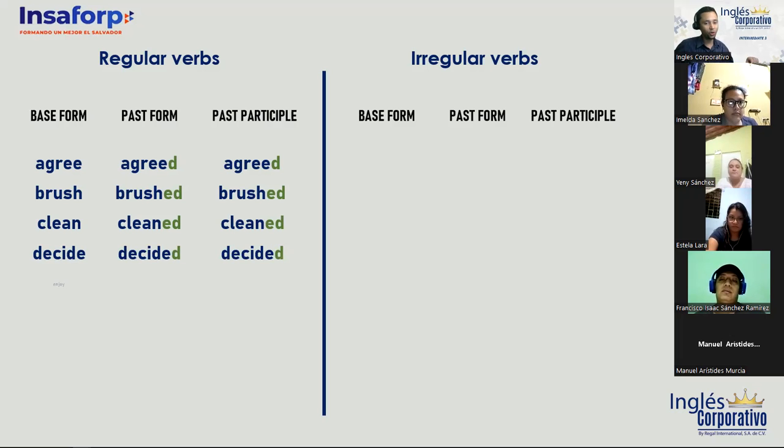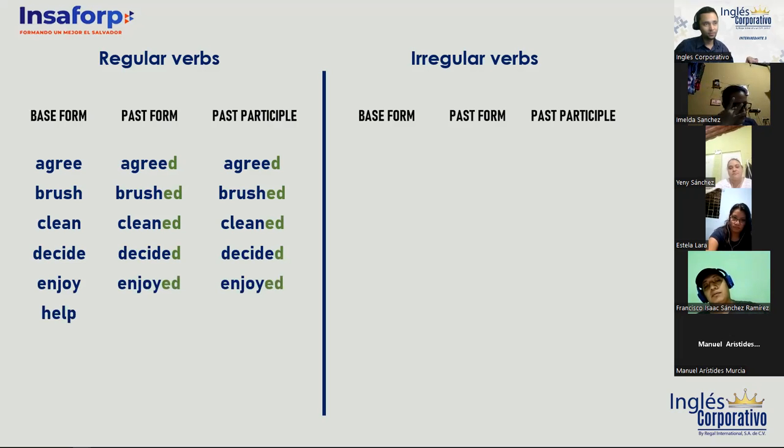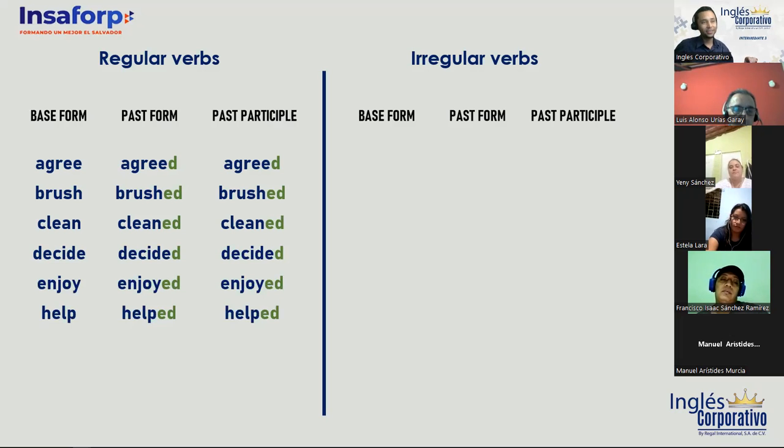What about the verb enjoy? Can you tell me the past form and the past participle? Enjoyed. Very good. The past participle is also enjoyed. What about the verb help? Just the pronunciation is helped. Helped, good. And the past participle is also helped. Okay, great.